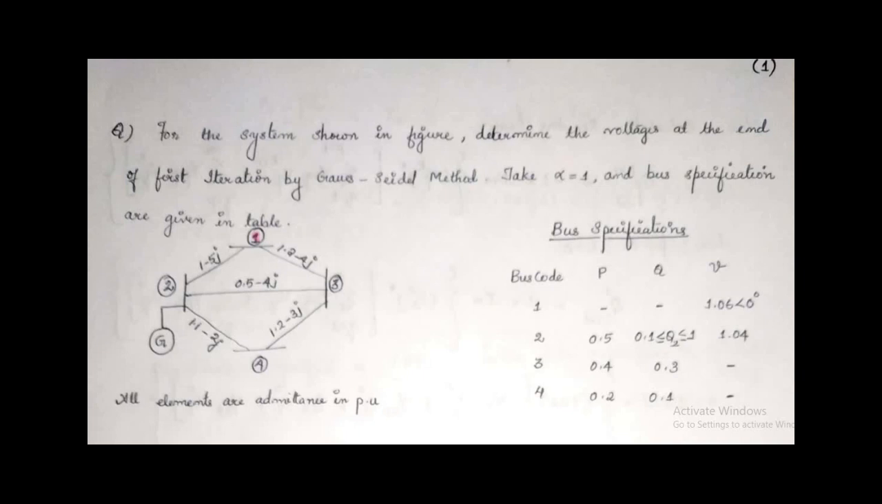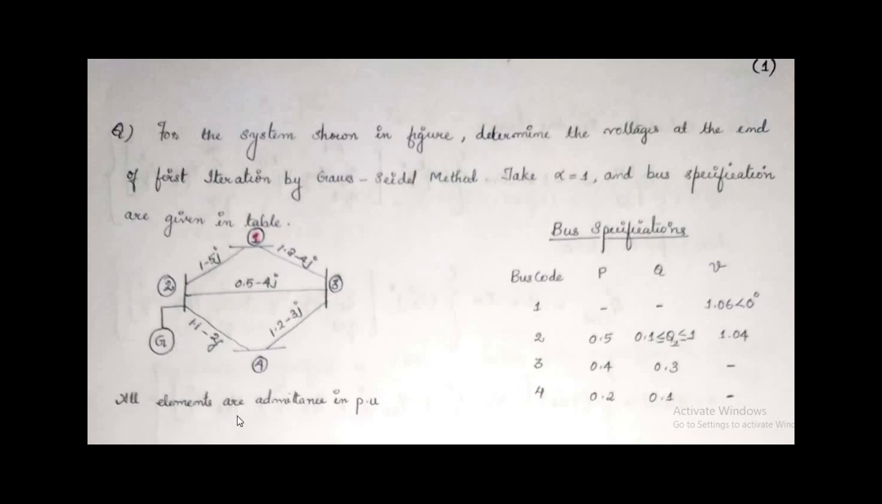Now let's start with the Gauss-Seidel method. Here is one question. Just copy this. For the system shown in figure, determine the voltages at the end of first iteration by Gauss-Seidel method. Take alpha is equal to 1 and the bus specifications are given in table. All the bus specifications and the single line diagram of the power system is given.